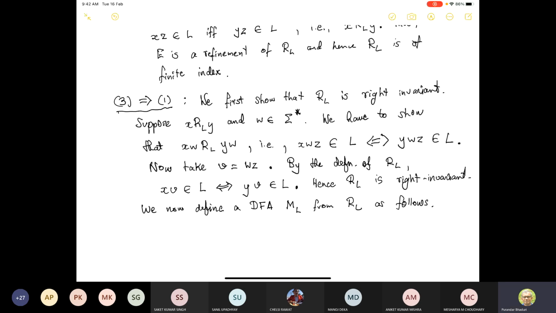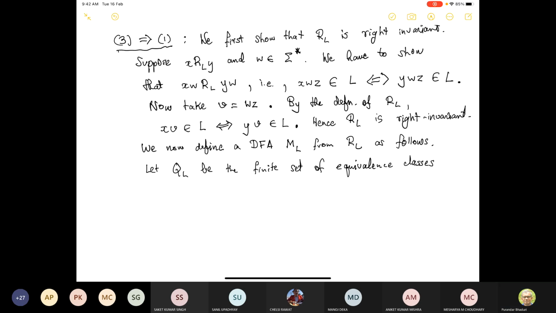Let QL be the finite set of equivalence classes of RL. We know that RL is of finite index. We are given that, that's the statement of three. So just take the set of states to be the equivalence classes of RL. Okay.